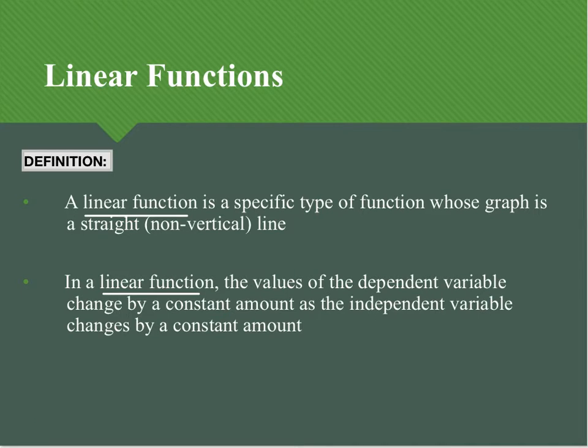Another definition, a linear function is a specific type of function whose graph is a straight line. Now this line cannot be vertical, so it's a non-vertical line. But other than that, it's a straight line. In a linear function, the values of the dependent variable, remember that is your y, and that's your output, change by a constant amount as the independent, that's your x or your input, as the independent variable changes by a constant amount. So the dependent variable changes by a constant amount as the independent variable changes by a constant amount.